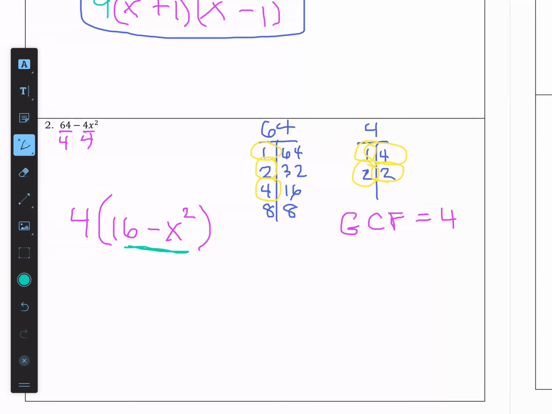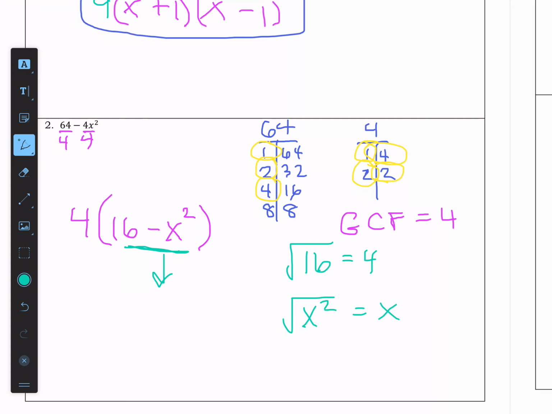So now you want to ask yourself the question, can I factor this even further? So we're dealing with subtraction again. We know that x squared is a perfect square, and we know that 16 is a perfect square because 4 times 4 is 16. So we are going to keep going. This is going to be able to be factored even further. So the square root of 16 is 4, and the square root of x squared is x.